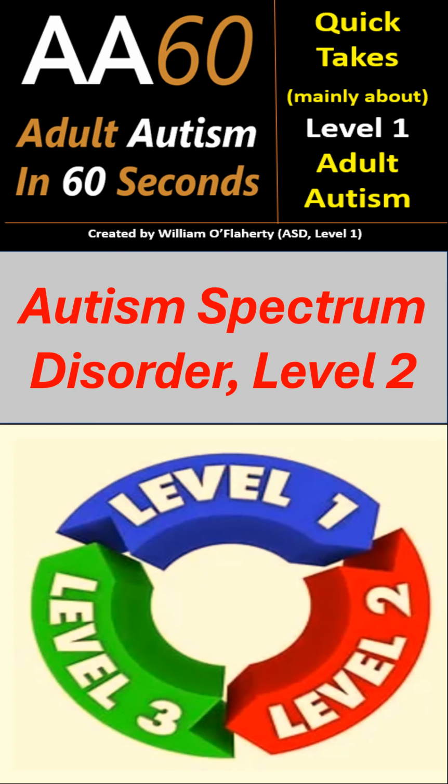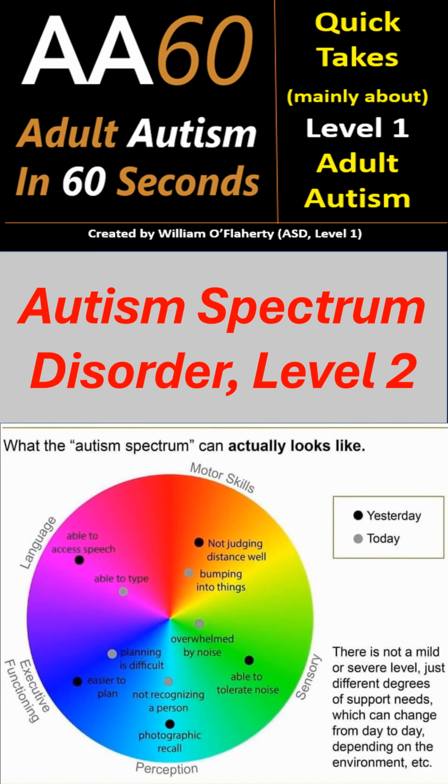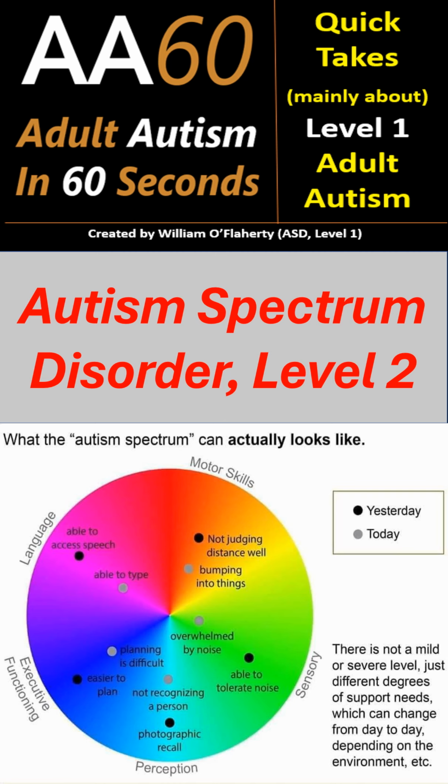ASD Level 2 is the second possible category an adult or child might be diagnosed with. As previously noted, it has to do with how much support is needed. This second level grouping requires substantial support overall, and yet how that plays out one moment may differ than how it plays out another moment, somewhat like the concept of having good and bad days.